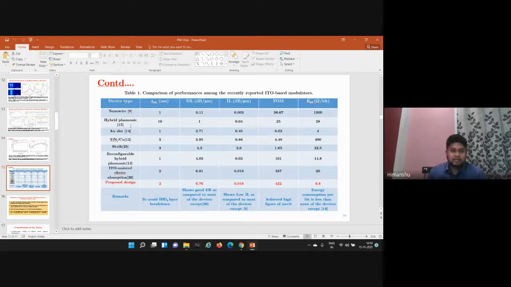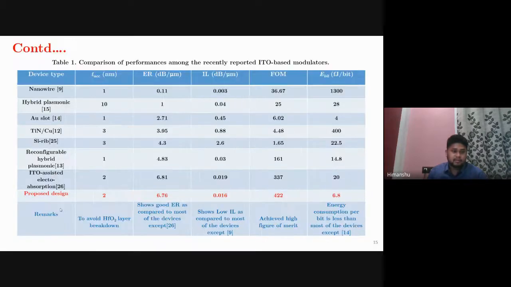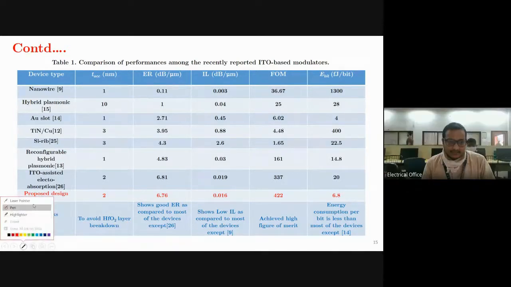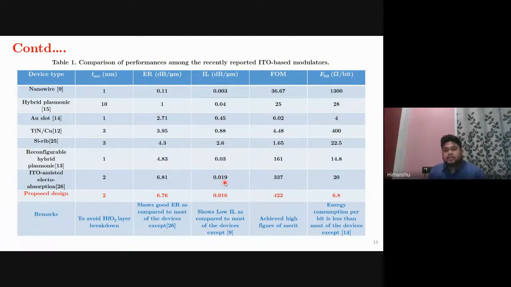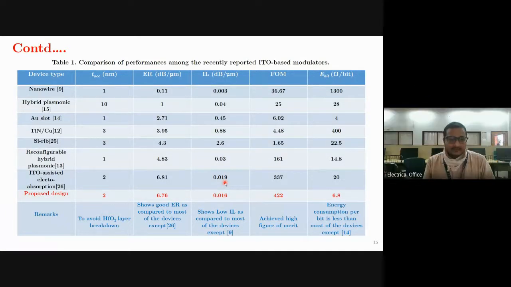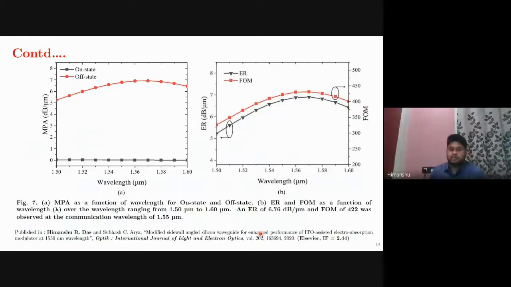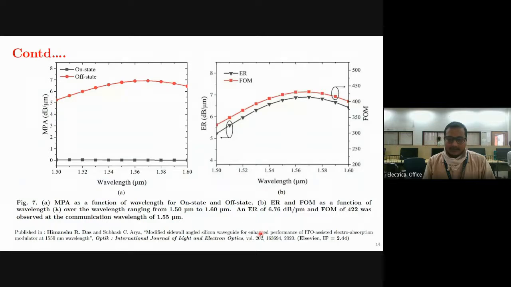So from this table we can see this reference number 25. Here we have taken this as a reference paper. Reference number 26. Yes. So this reference number 26 was published in which year? This was published in 2018. Okay, good. And now go to slide number 14, just one previous slide. Yes, sir.